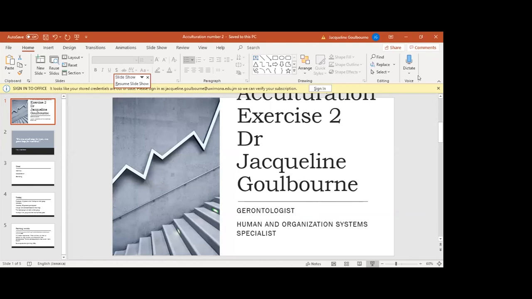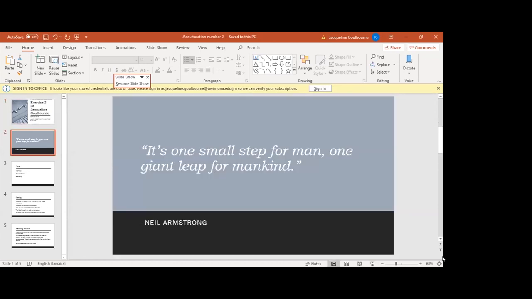I am Dr. Jacqueline Wilburn. By qualifications, I'm a gerontologist. I am a human and organization systems specialist. Just to share from Neil Armstrong, he says, it's one small step for man and one giant leap for mankind. So we will start again today with our small step, and we will leap into our giant step for our group. And then as we move on, we'll move on to the wider mankind. Just a thought.